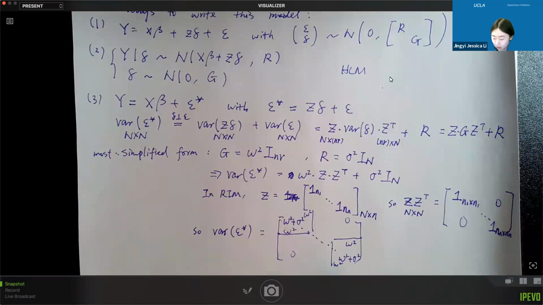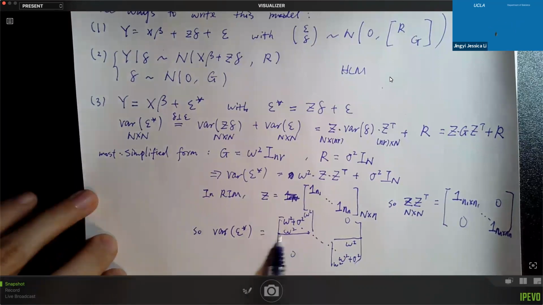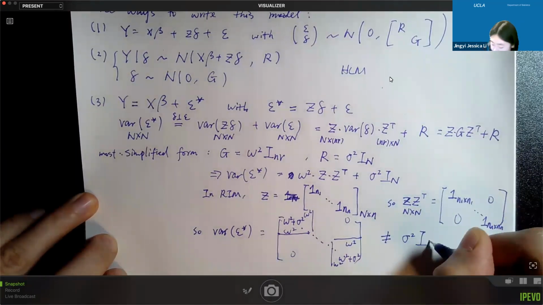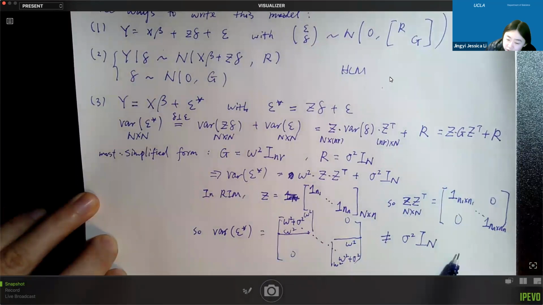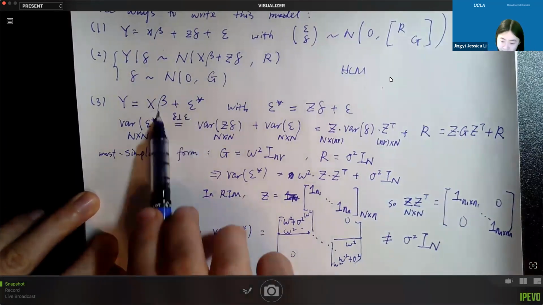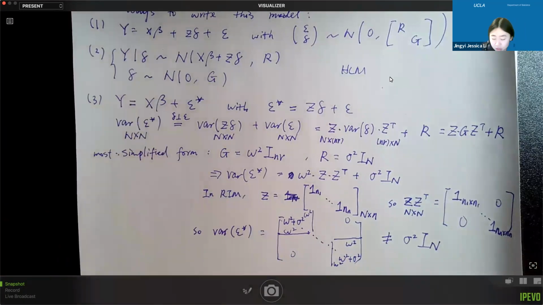But here you see also, when our random error terms are not just sigma squared times identity n, when we don't have that, we need to consider this in our estimation of beta, because beta is ultimately our parameter of interest.